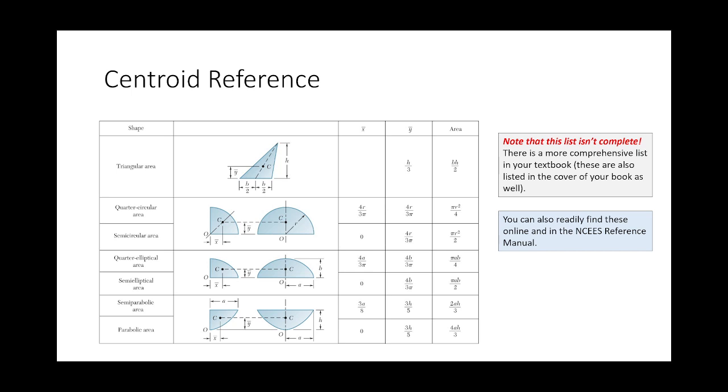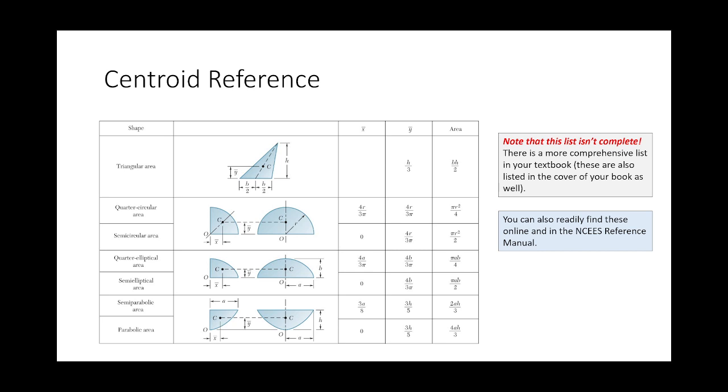This is a centroid reference. If you open your textbook, this is probably in one of the appendices. If you have a hard copy of the textbook, it's probably in the cover. You can Google this. If you're planning on taking the FE exam, you're given what's called the NCEES reference manual. It's basically just a list of formulas, equations, and values that you get to use throughout the exam, and these are going to be available to you.